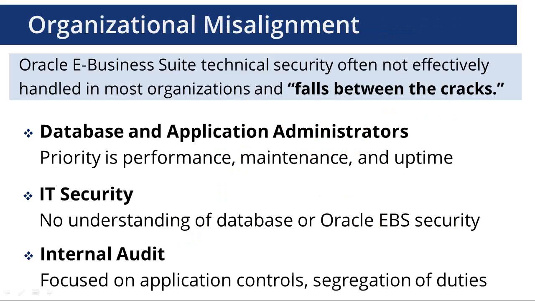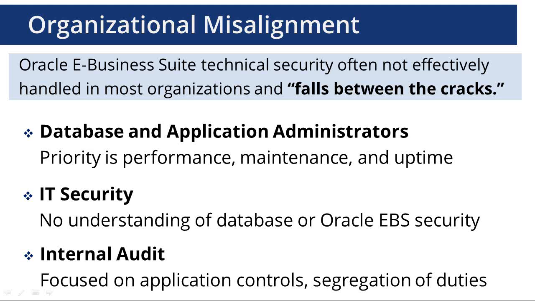And finally, the final challenge is an organizational misalignment. The problem with Oracle E-Business Suite security is that because it's such a complex application, a lot of things can fall between the cracks. You've got a number of different teams within your organization that have some focus on security. Hopefully the DBAs are spending a lot of their time thinking about security, applying security patches, trying to protect the application. But unfortunately, that's not their priority.